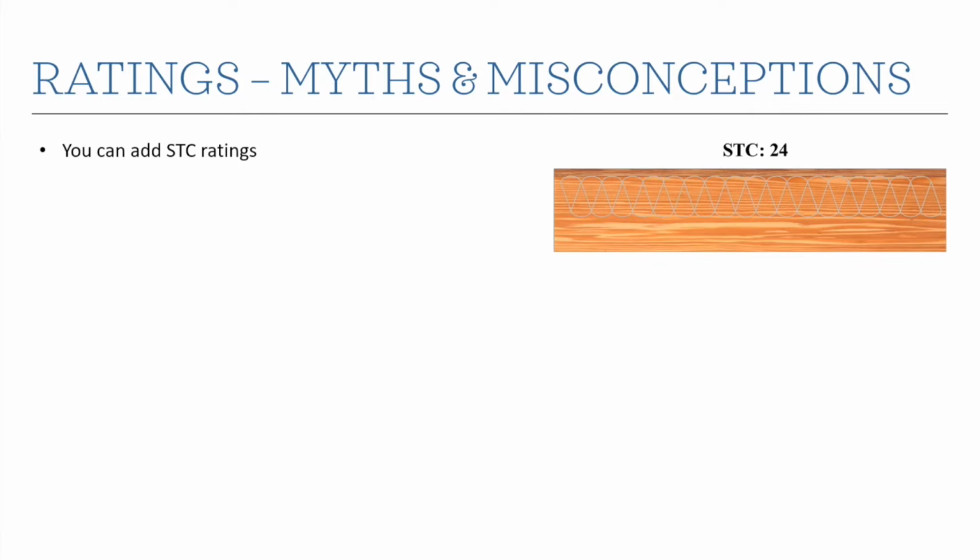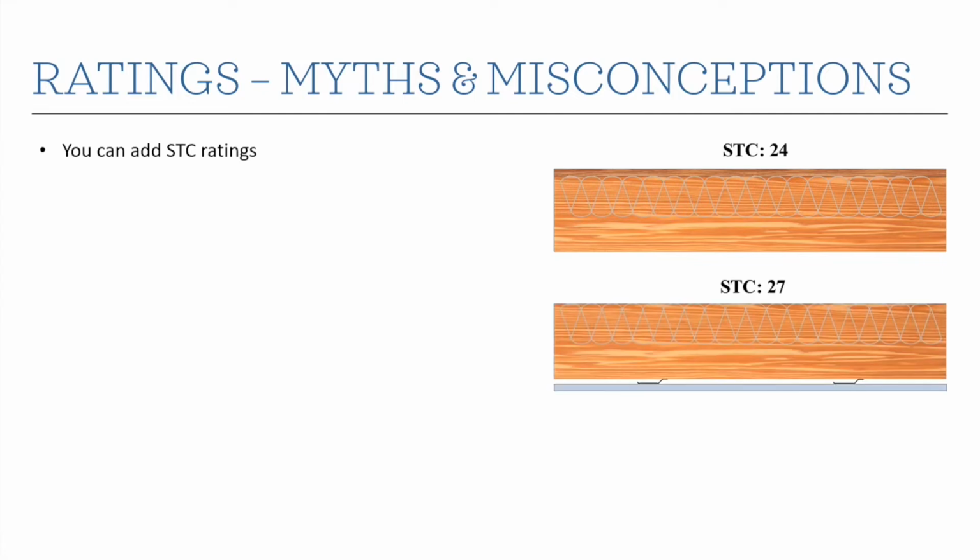So we'll take a pretty basic example here. This is a 2x10 floor ceiling assembly. In this first instance, we have just the 2x10s, some bad insulation in the cavities, and a subfloor, plywood or OSB wood subfloor. And the bottom side of the joist is exposed. There's no ceiling here, so the joist cavity is exposed to below. When you test that, these are actual test results from a research document from the National Research Council of Canada, you get an STC 24.